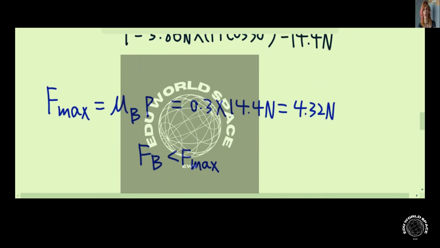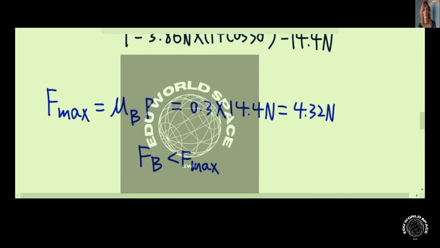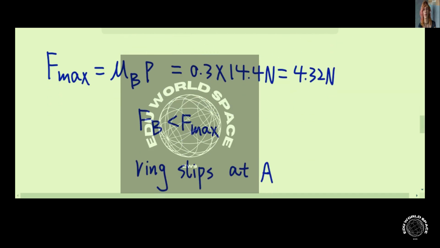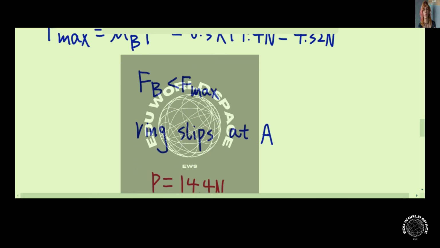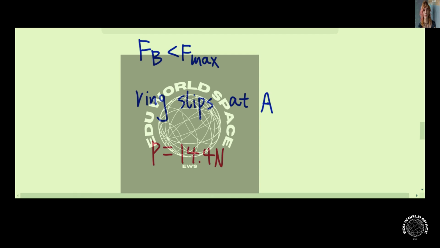As you can tell, the maximum friction is greater than the friction at point B we figured out so far. Therefore, the ring is slipping at point A. So P equal to 14.4 Newton is proved. Therefore, these are the answers for this question.